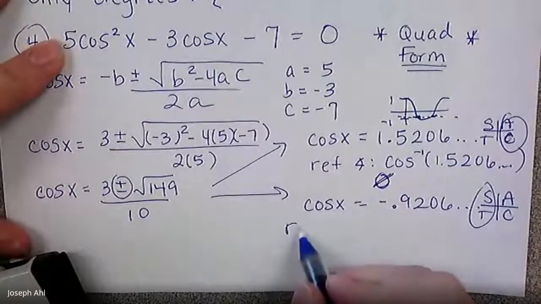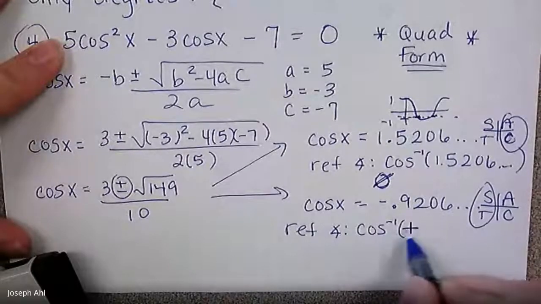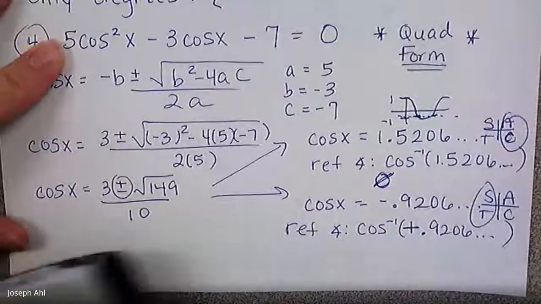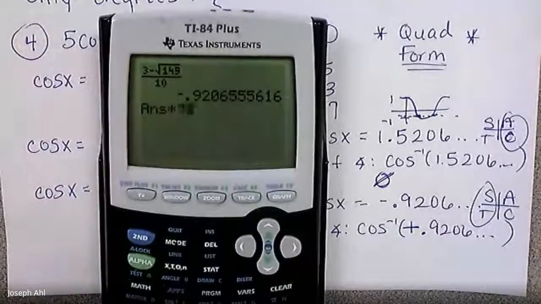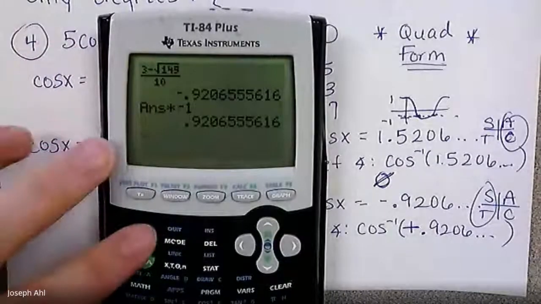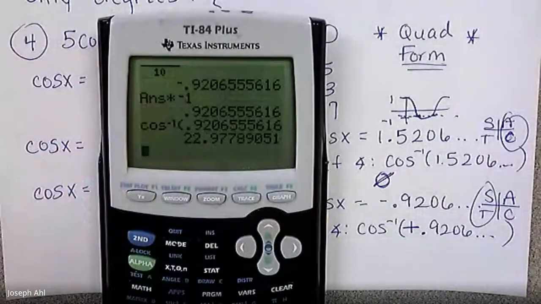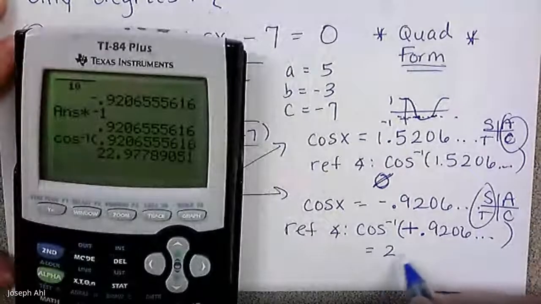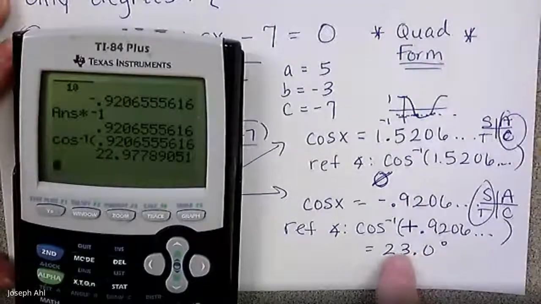All right, you ready for this? To get the reference angle, what am I going to type in? Cos inverse of positive 0.9206. Okay, don't do the negative. I already have negative on the calculator. How can I make it positive? I'm going to multiply it by negative 1. Now it's a positive. Then let's do cos inverse of that. Cos inverse of that is a reference of 22.97. Let's just round that nicely to 23.0 degrees. That's the reference angle.